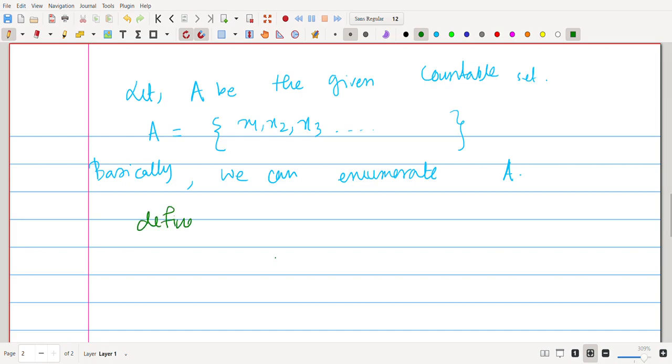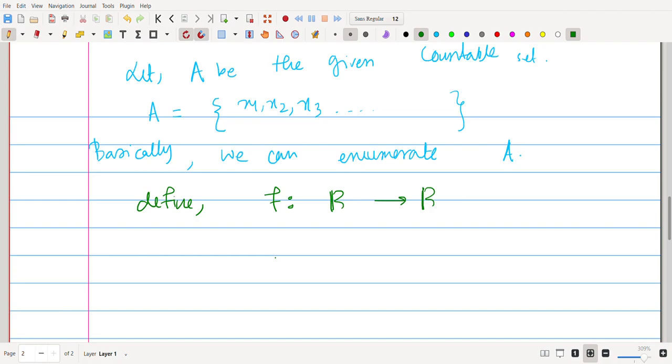Now define a function from R to R. F of x is the summation of 1 by 2 to the power n such that xn is less than or equal to x. I am considering the function f(x) equal to the summation of 1 by 2 to the power n such that xn is less than or equal to x. The summation of 1 by 2 to the power n is a convergent series, right? That means this is a finite sum. So the function is well defined, there is no issue.